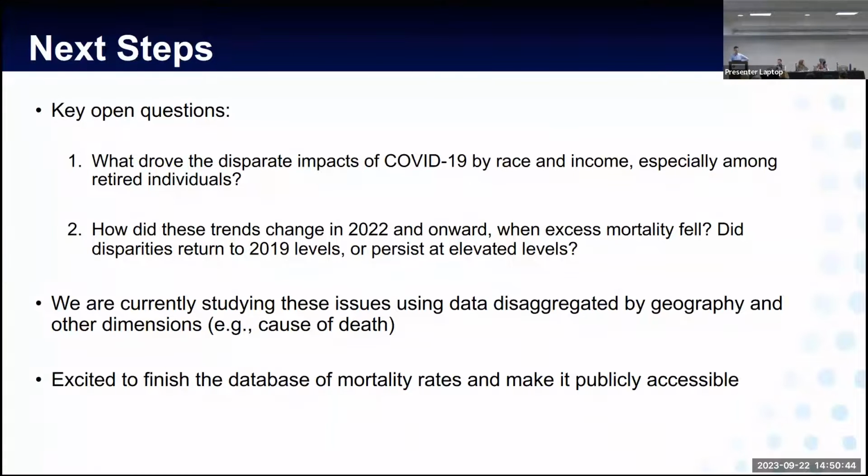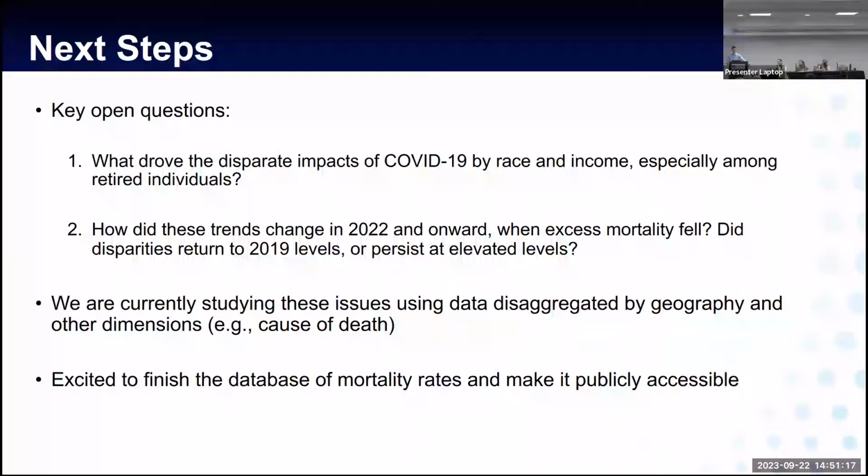So our next steps, I think we have 2 key open questions. One is about the mechanisms, and I suspect we're not going to be the only ones answering this. I suspect as we publish this data, we'll be working with some of you to answer these mechanistic questions of what was driving the disparate impacts of COVID-19 by race and income, and that's especially so among retired individuals. And then the second question is how this changed. In 2022 and onward, when excess mortality fell, to what extent did those disparities reconverge a little bit? And to what extent are they persisting at elevated levels?